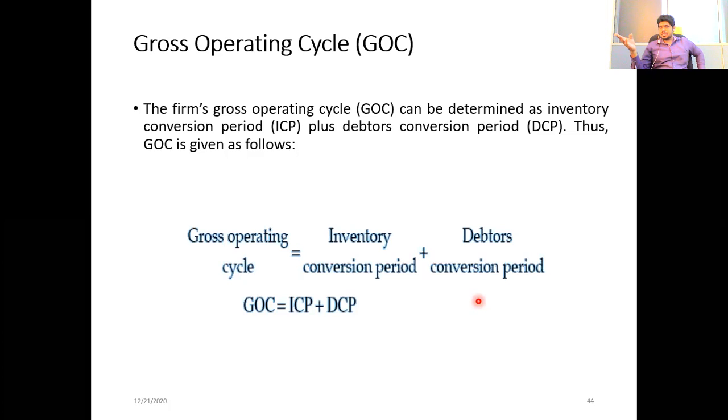The inventory operating cycle consists of three periods. First one, raw material holding period, then finished good holding period, and the period between these two is called the work in progress conversion period, right? So simply, gross operating cycle means inventory conversion period plus debtors conversion period.